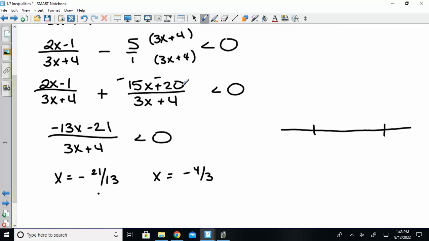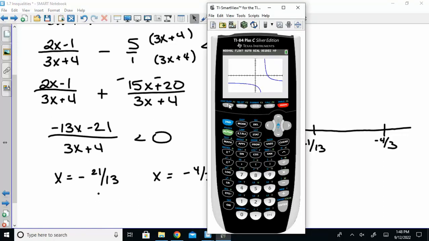So you can put the negative on the top or the bottom. So this is like a negative 1.6 and that's like a negative 1.3. So this one's smaller. Don't use those decimals though for your final answer. We want the exact answer, so keep that fraction. Okay, then graph it and see what it looks like.